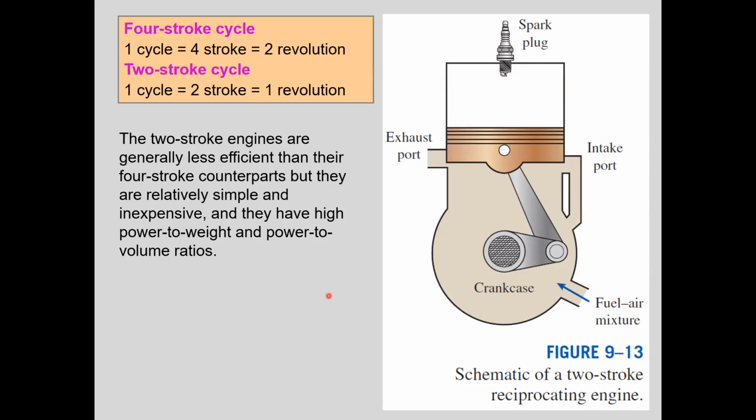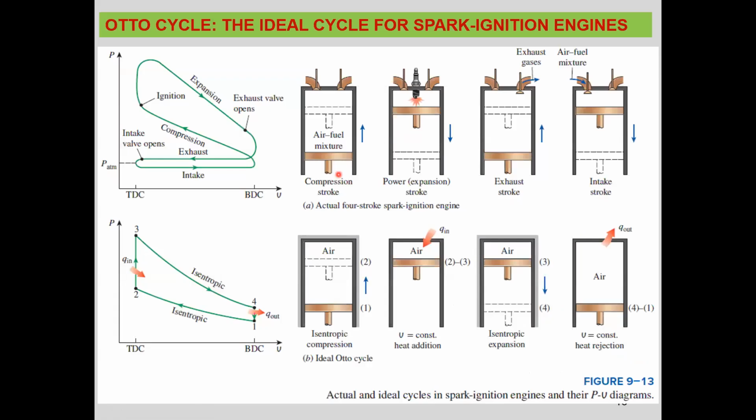Okay. This is the operation of 2 strokes. In the 2-stroke cycle, there is 1 cycle, 2 strokes, and 1 engine revolution, 1 revolution of the crankshaft. In the 4-stroke cycle, 1 cycle, 4 strokes, and 2 revolutions of the crankshaft. Because 1 stroke is equal to how many degrees of crankshaft rotation? When the piston goes from top dead center to the bottom dead center, how much rotation is the crankshaft?